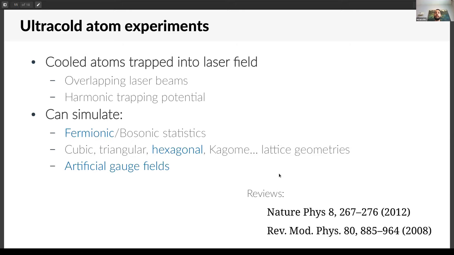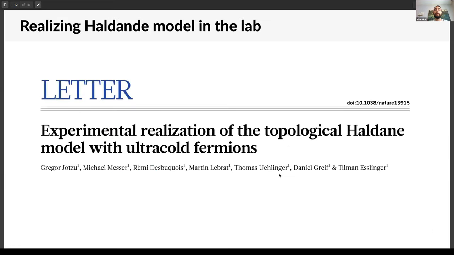An ultra-cold atom experiment consists of having cooled atoms trapped in a laser field. This laser field consists of overlapping laser beams, which make up the Hamiltonian part of the system, and a harmonic trapping potential that just keeps the particles in place. With this, we can simulate a very broad range of physics. We can have fermionic or bosonic statistics, many lattices, for example the hexagonal lattice, and we can even introduce artificial gauge fields. And actually, the Haldane model has already been realized in the laboratory 5 years ago.